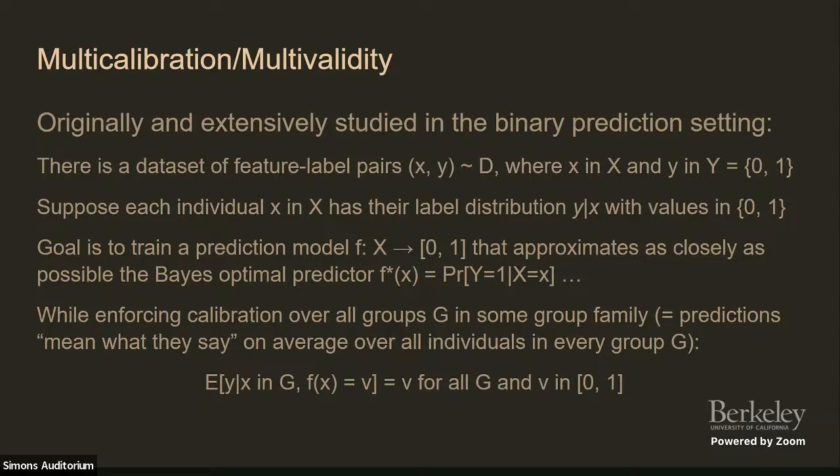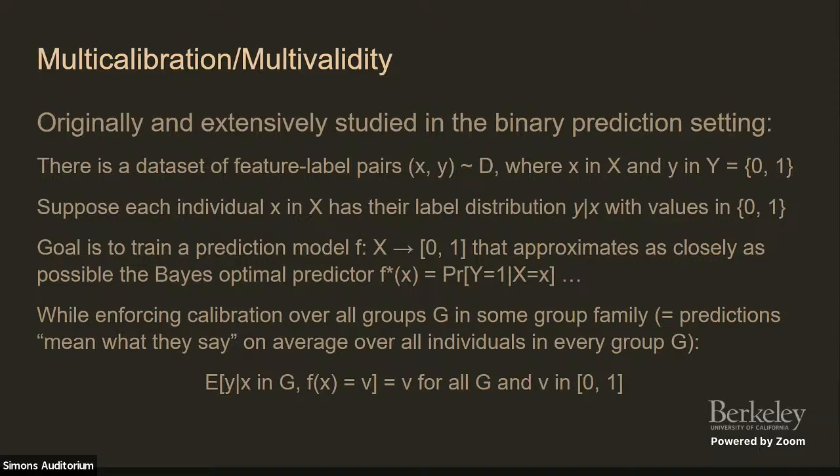Okay, so this I'm just going to briefly skim over. We have a data set of feature label pairs coming from some underlying distribution. And the most traditional setting is to assume that the label space Y just consists of 2 elements. And then the Bayes optimal predictor will just give the probability that the coin is up heads for every individual X. And we want to get as close to that predictor as possible while enforcing calibration constraints over an arbitrarily rich family of groups. This is what we mean here, and I'm going to continue using this very informal notation throughout the talk.